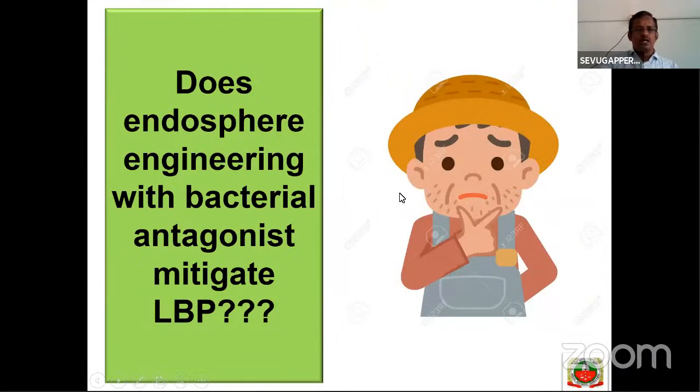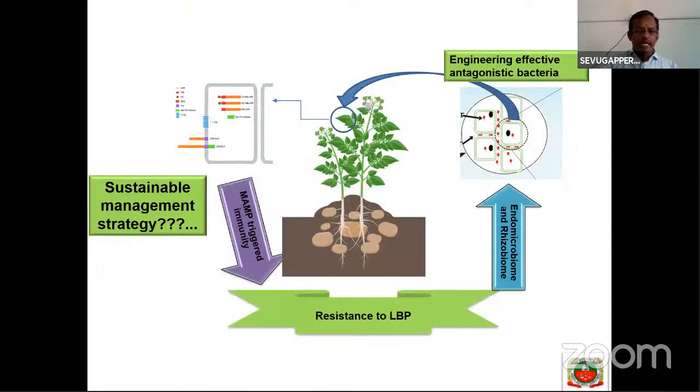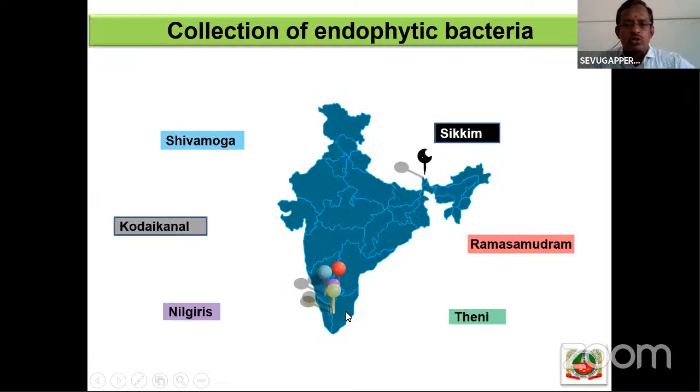So does endomicrobiome engineering with a bacterial antagonist mitigate late blight of potato? That was the question brought in front of us. To address this issue, the endomicrobiome and the rhizomicrobiome were engineered with effective antagonistic bacteria so that we prime the resistance mechanism associated with the plant for sustainable management. The microbe-associated molecular pattern triggered immunity was explored by the application of this endomicrobiome, so that it confers resistance to late blight of potato.